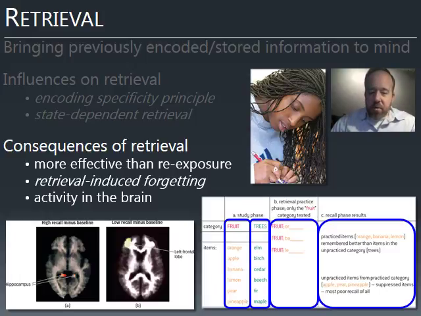If you're not successful, then you see activity in the lower part of the frontal lobe. And that difference in activity seems to correspond to whether you're able to retrieve the information or whether you just try to access it over and over again but fail to actually retrieve it. So we do see differences in the brain in terms of retrieving success and retrieving failure.